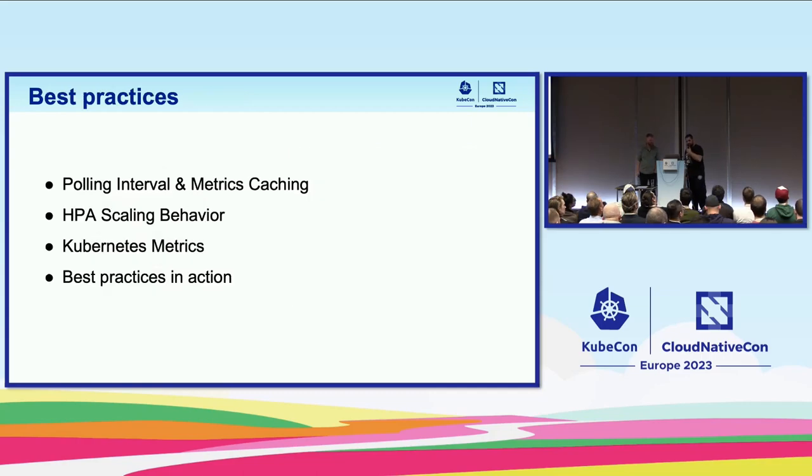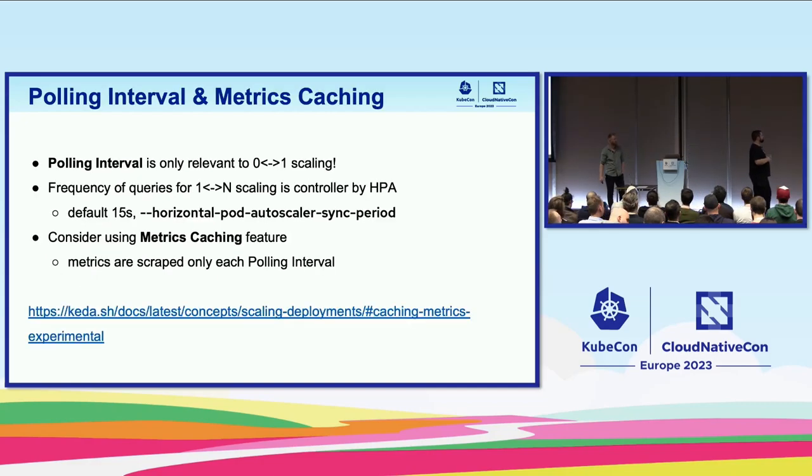Cool, let's move forward. These were some new features that we introduced recently, and now let's talk about some best practices real quick, and then go to the demo. So, polling interval. This is interesting stuff. It's an option in the scaled object.